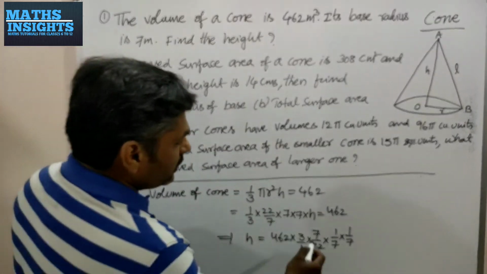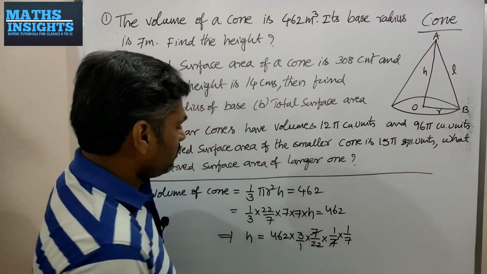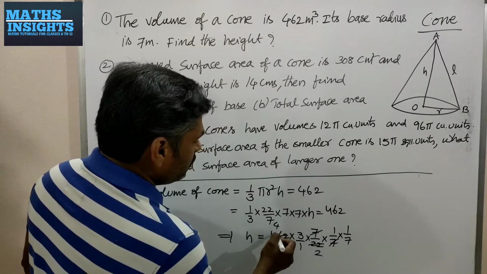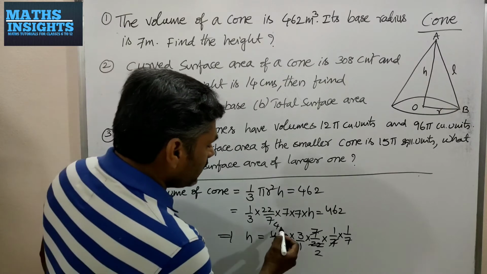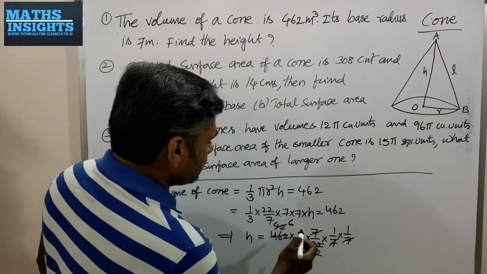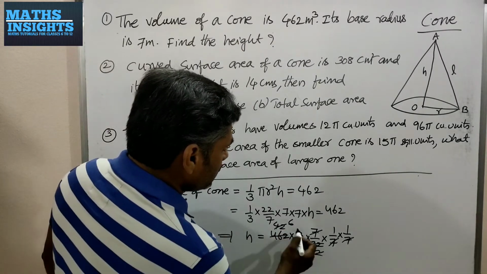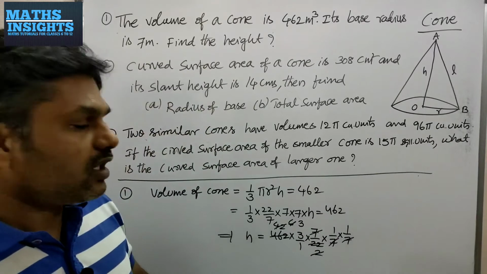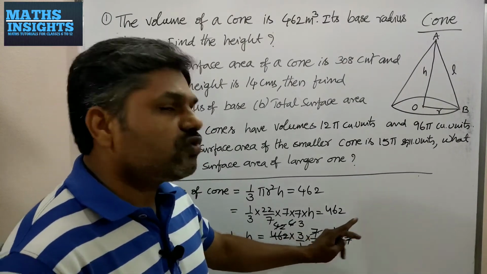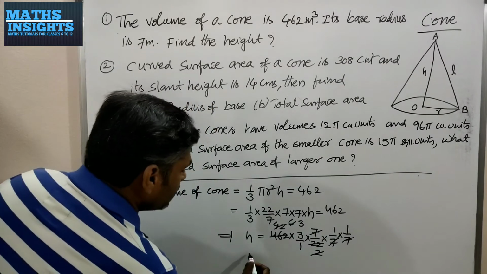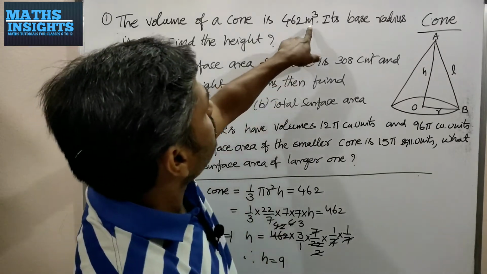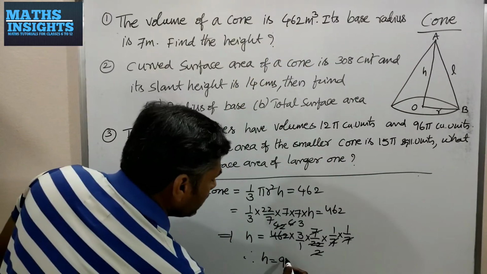If you see, you may cancel this 7 and 7. Then 11 2s are 22, 11 4s are 44, again 11 2s are 22, 7 1s are 7, 2 1s are 2. What are the remaining numbers? Here you have 3, here also 3, 3 3s are 9 and you don't have any other, therefore if you multiply, our height will become 9. See what the units they have given, meter cube, that means 9 meters.